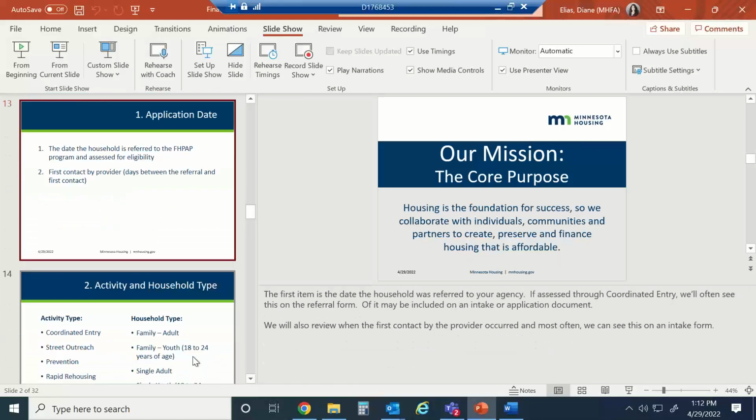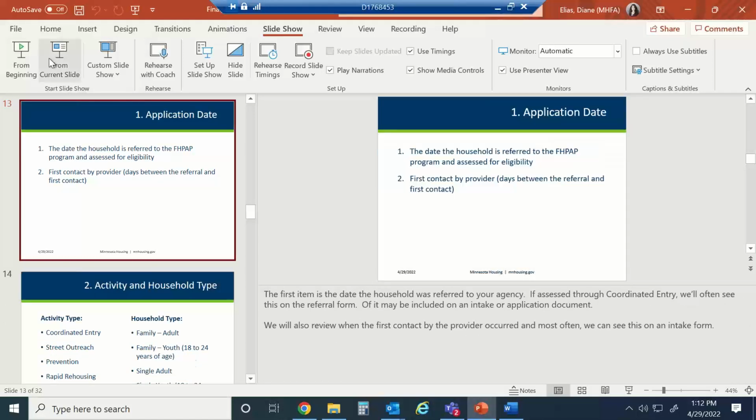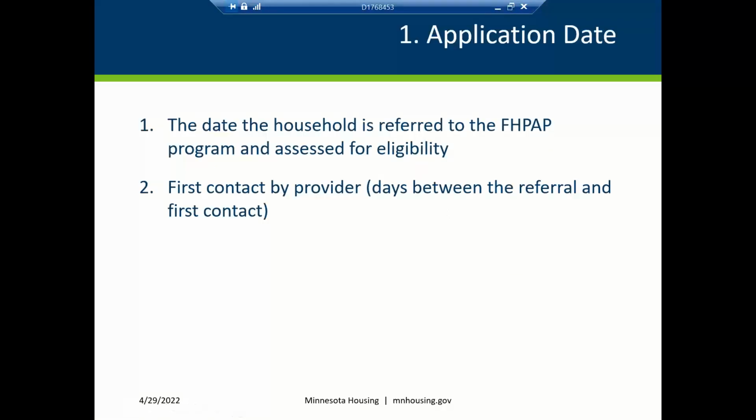the first item is the application date, and that's the date that the household is referred to your program. Sometimes this will be on a form that is sent in through coordinated entry. For example, households that you're serving with rapid rehousing often come to you through coordinated entry, and they'll have a form from the coordinated entry that gives the referral date. Other times it's a little bit harder for us to tell, but sometimes there's a date on an application, for example, and we look to that.